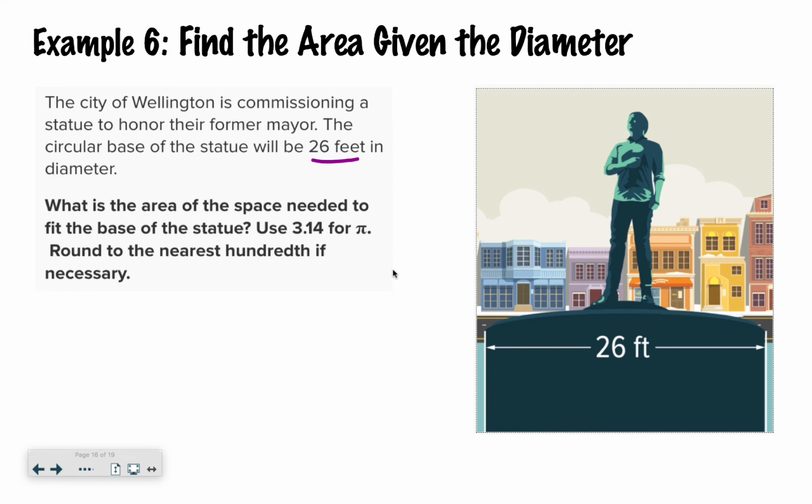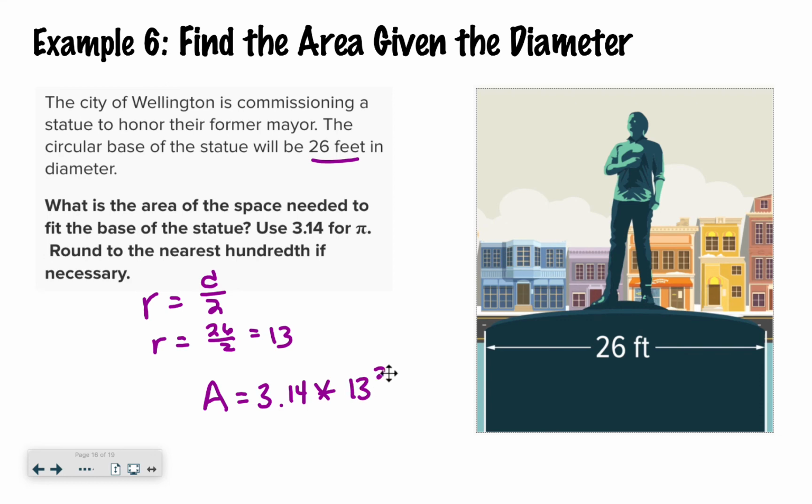Okay, so when you are given the diameter and you're trying to find the area, what you're actually going to do is, before you solve for area, cut the diameter in half to get the radius. So the radius equals the diameter divided by 2. So our radius equals 26 divided by 2, which is 13. Now I get to move on to the formula. Area equals pi, or 3.14, times my radius squared.